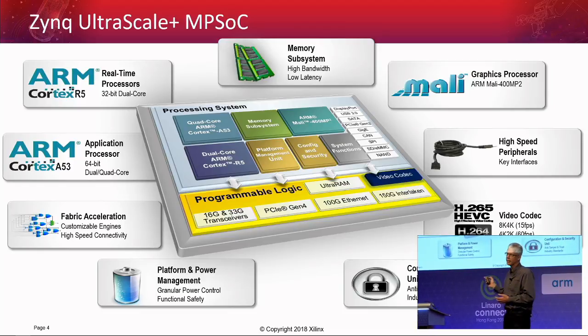Also for real time, if you really want that low latency between the FPGA and the core and not have things like caches and so on get too much in the way, then the R5s are really good for that. You have memory, of course, GPU, peripherals.